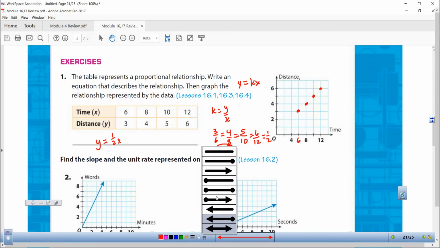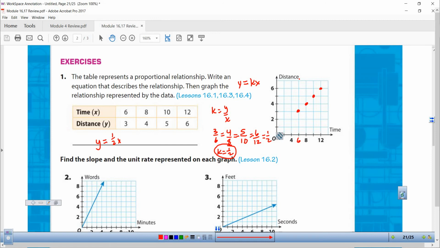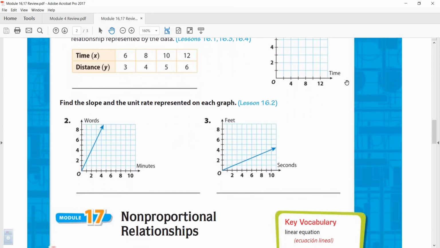Let me drop the second arrow. All right, and then I'm going to go, and remember, every proportional relationship will be linear, and it will go through the origin. All right, there we go. That's the first question. Let's take a look at that one.